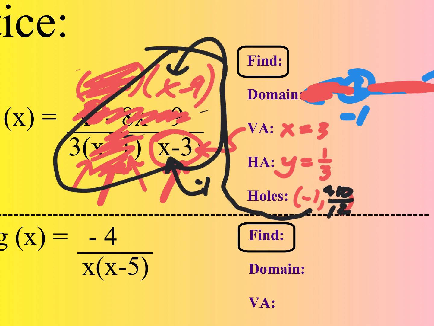10 twelfths. 5/6. Raise your hand if you had 5/6. That's a lot of people. Yay. Okay, cool. That's how you do that one.